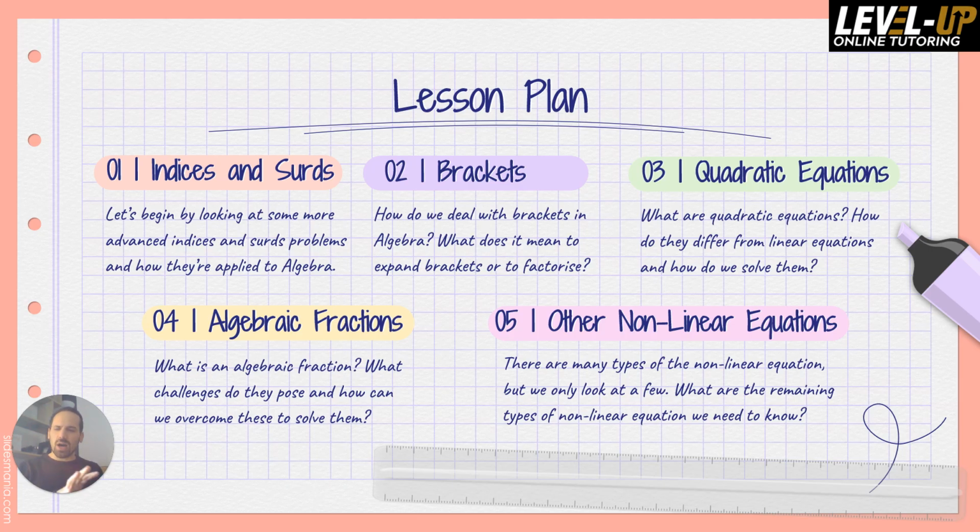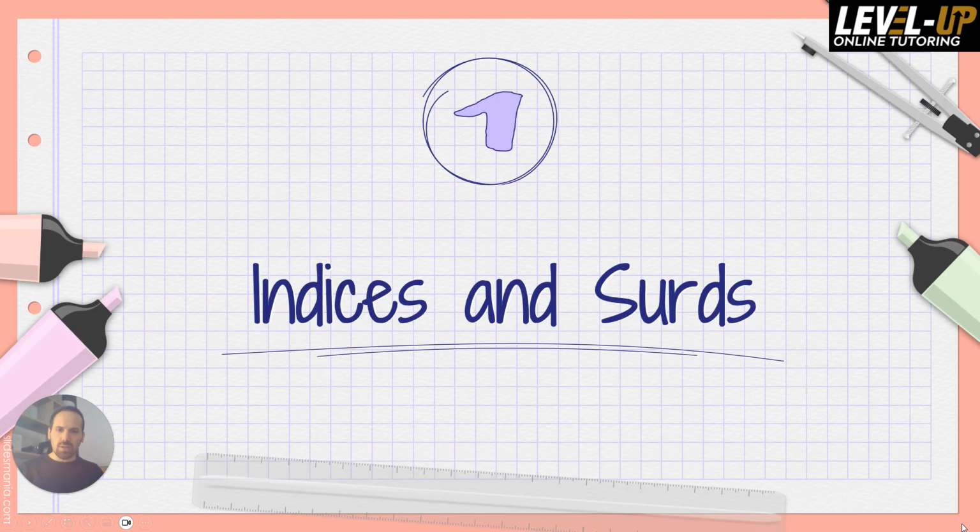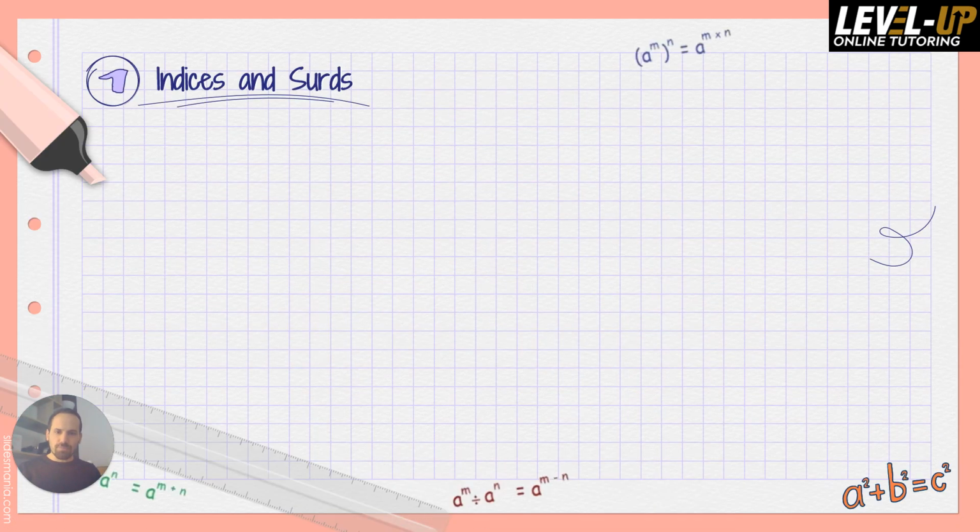And then we're going to look at just general other non-linear equations that you can encounter, which are less common, and they can have their own quirks, their own sort of tricky aspects that we have to know how to deal with. So we'll see what those are. But first of all, indices and surds. So we've got lots to get through today. Right, indices and surds.